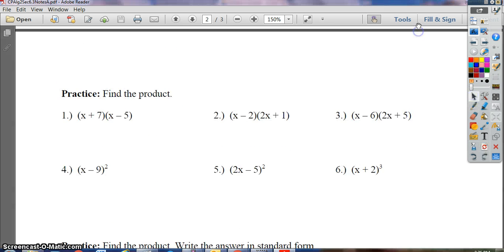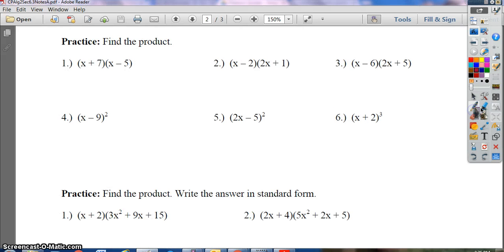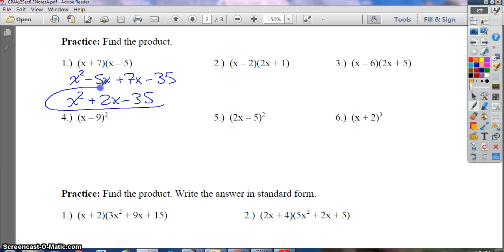create page 2. Still multiplying. This looks like FOIL here. So I'm going to FOIL this quick. Outer is negative 5x. So first is x squared. Outer is negative 5x. The inner is 7x. The last terms is that. So if I combine my like terms in the middle there, we will end up with 2x minus 35 with x squared out front.